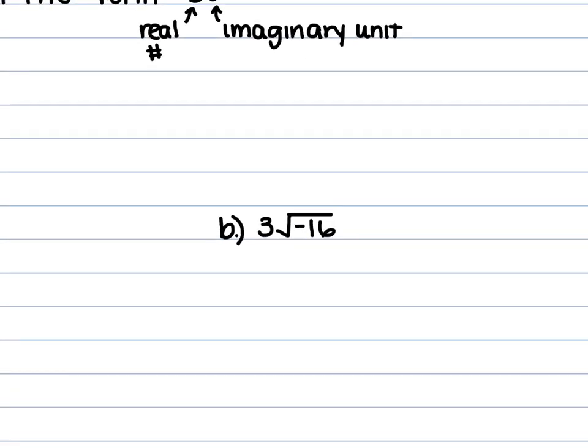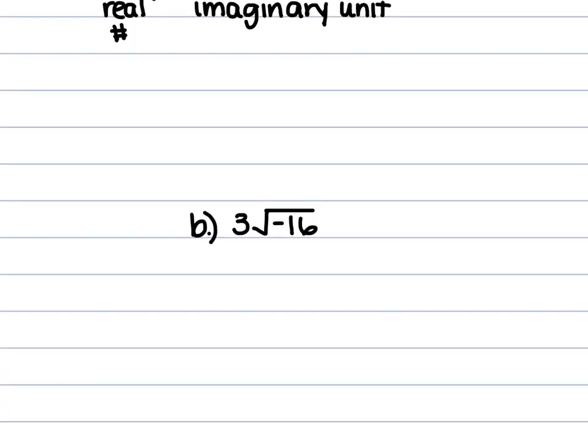For b, we have 3 times the square root of negative 16. Again, this negative is going to be 3 times i times the square root of 16. The square root of 16 is 4, so that's 3 times 4i. Any real number always goes in front of that i. And this is going to give us 12i.